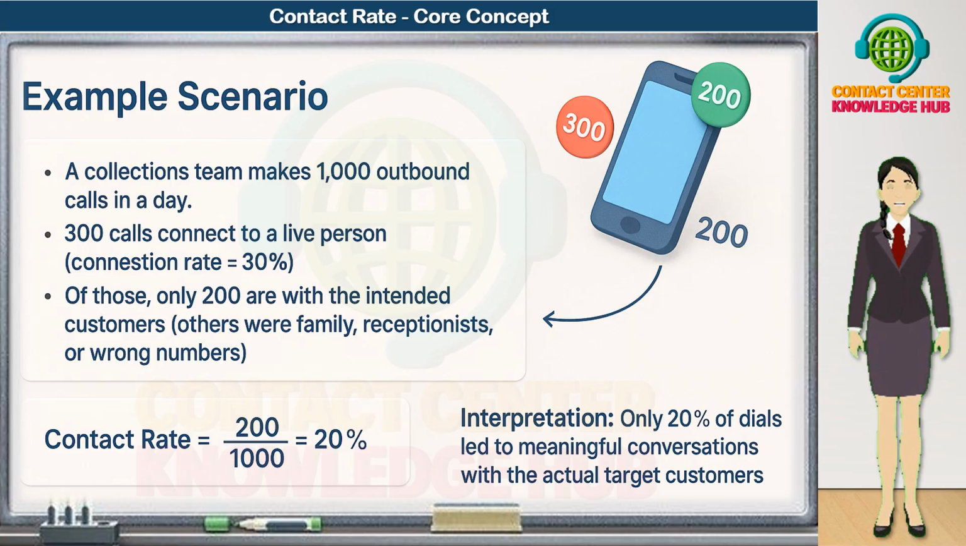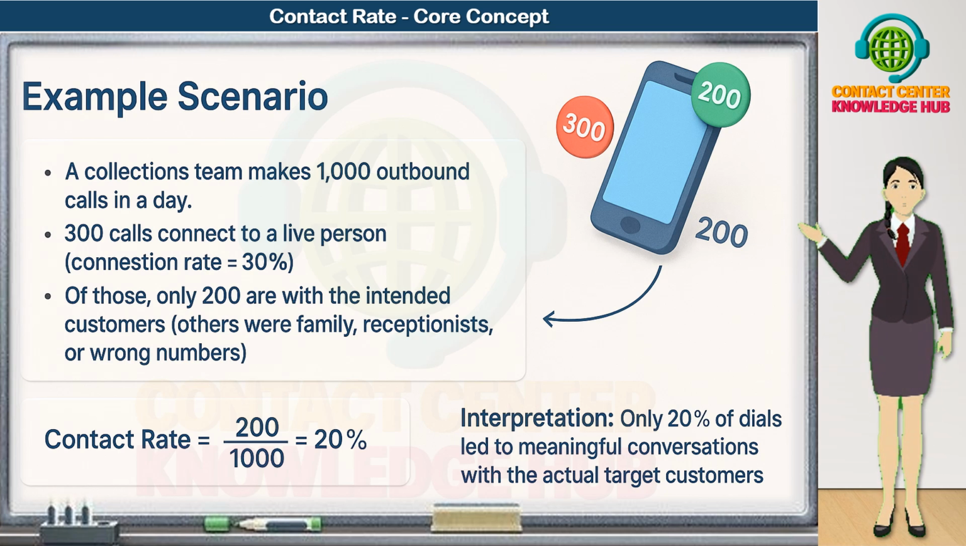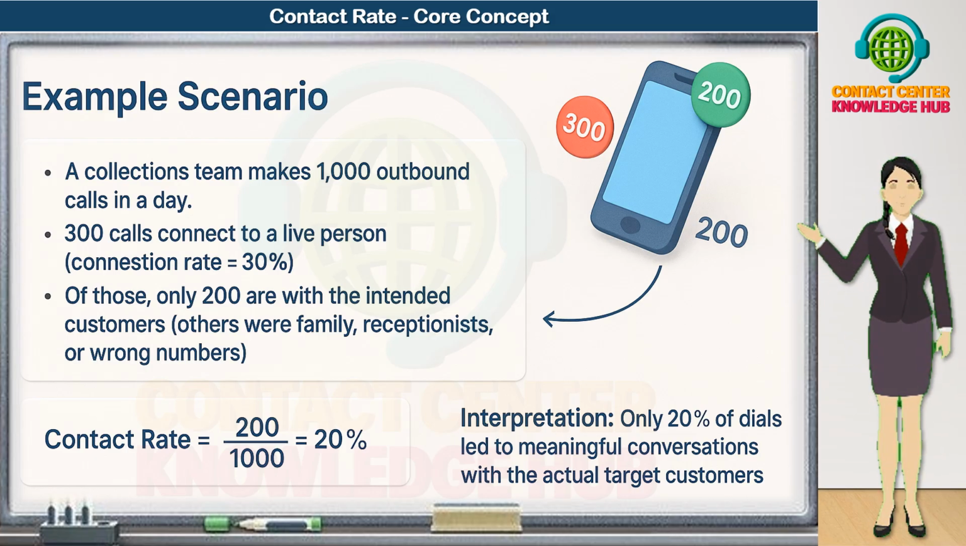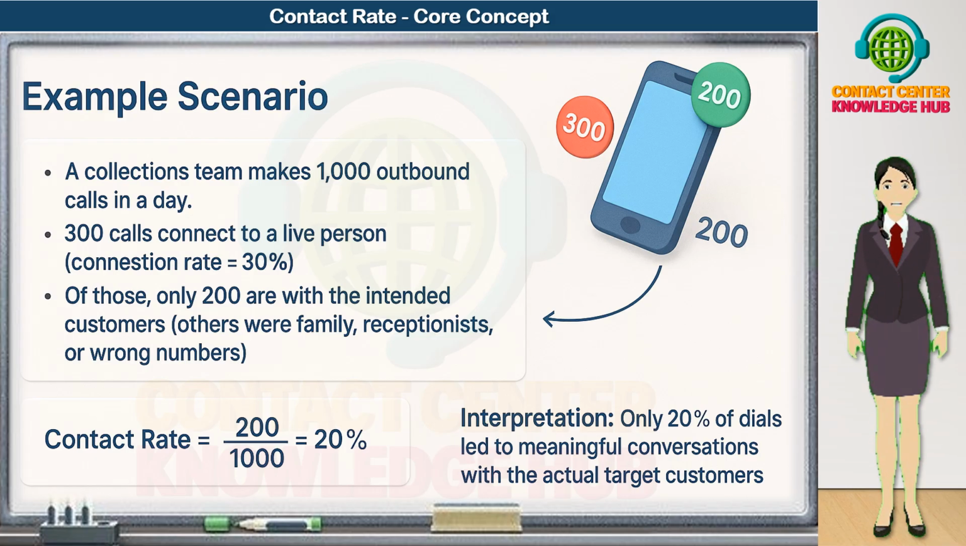Let's walk through a practical example to understand contact rate in action. Imagine a collections team making 1,000 outbound calls in a single day. Out of those, 300 calls connect to a live person, giving us a connection rate of 30%. However, not all conversations are with the actual customers. When we filter for the right party contacts, that is, the intended customers, only 200 calls qualify. The rest might be with family members, receptionists, or even wrong numbers.